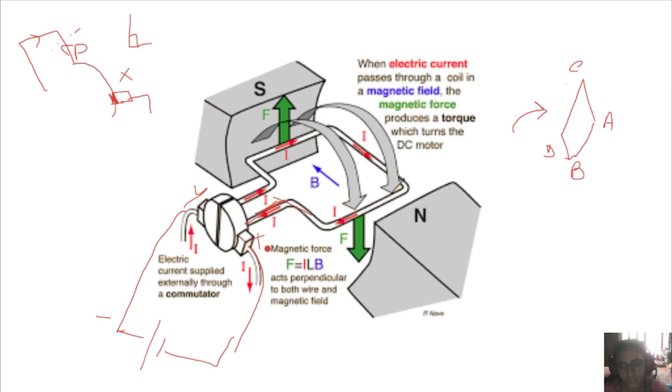Now how will it change is because I told you that since it is a split ring and a brush, what will happen is that when the coil is moving, the split ring and the brush will also move, like it will lose contact and the brush X will go and attach to the split ring Q.